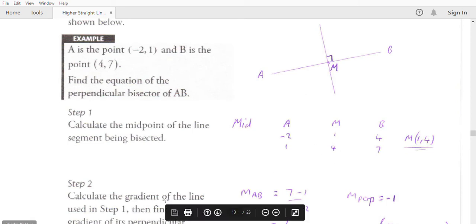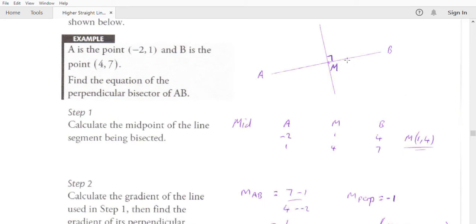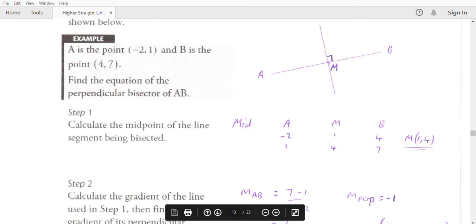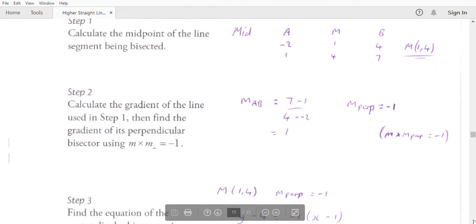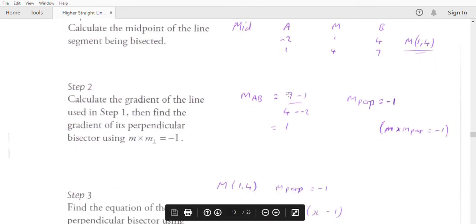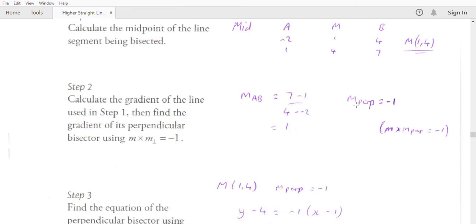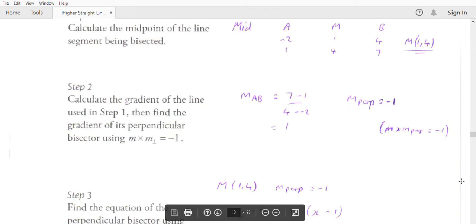Step 2, calculate the gradient of the line used in step 1, and then find the gradient of its perpendicular line. So find the gradient of AB, then we're going to flip it, change the sign to get the gradient of the perpendicular line passing through M. So the gradient of AB, using y2 minus y1 over x2 minus x1, is 1. So the perpendicular gradient would be -1. Remember, the product of perpendicular gradients will always give you -1. That's where that's come from.